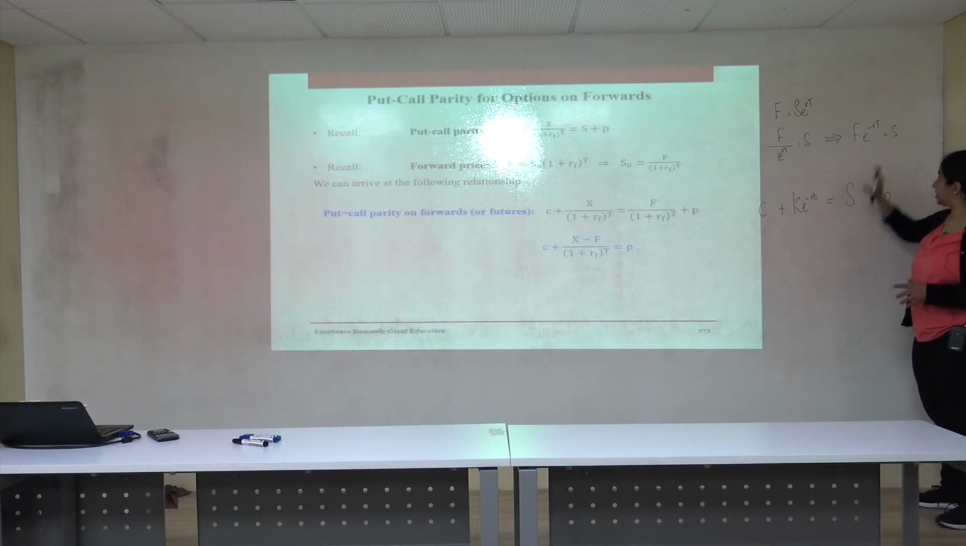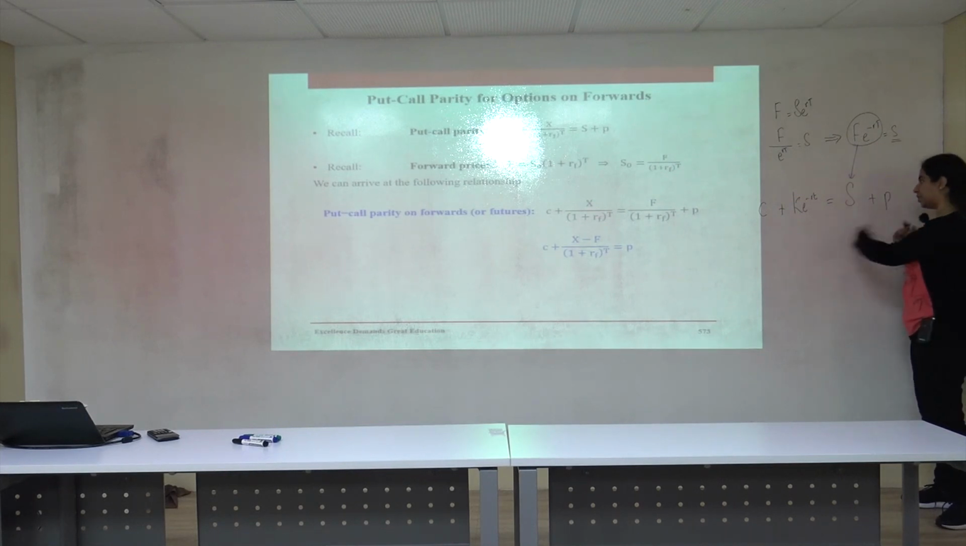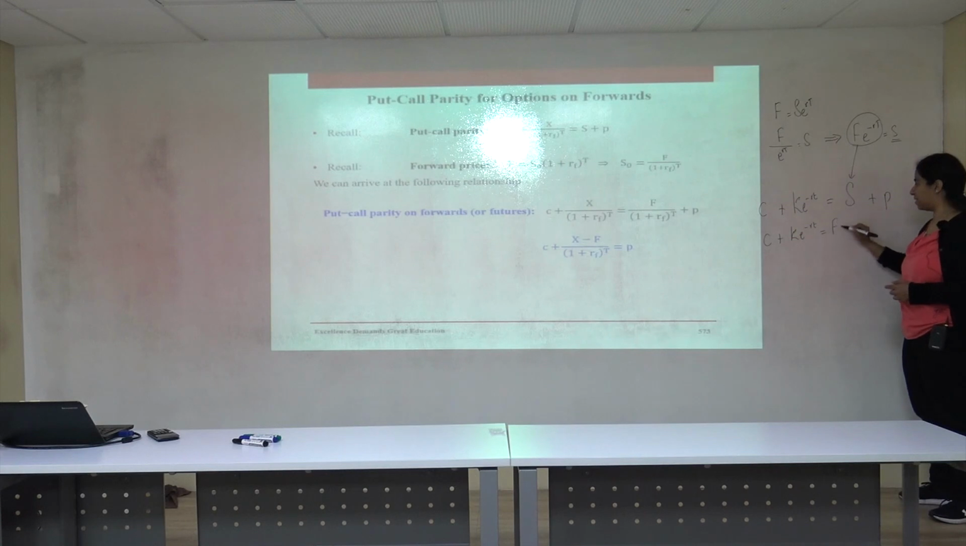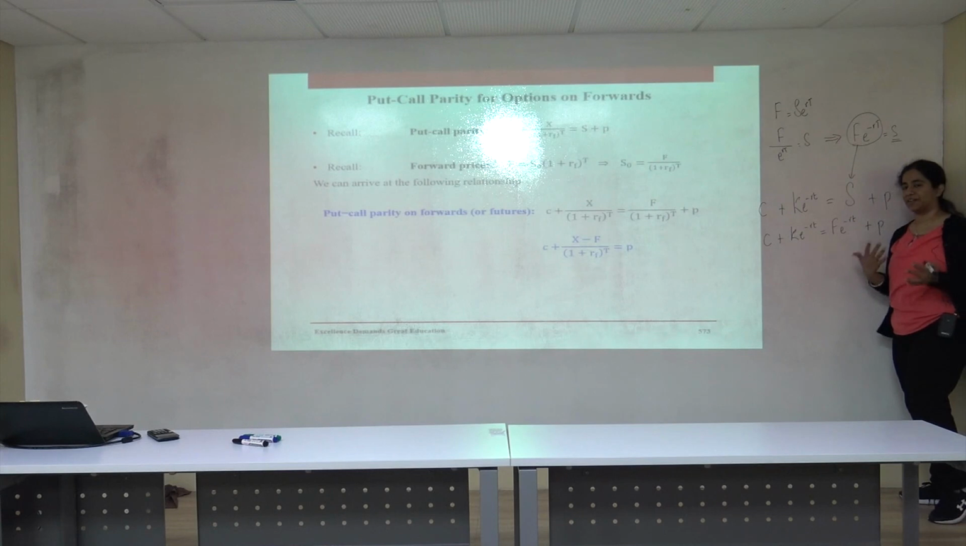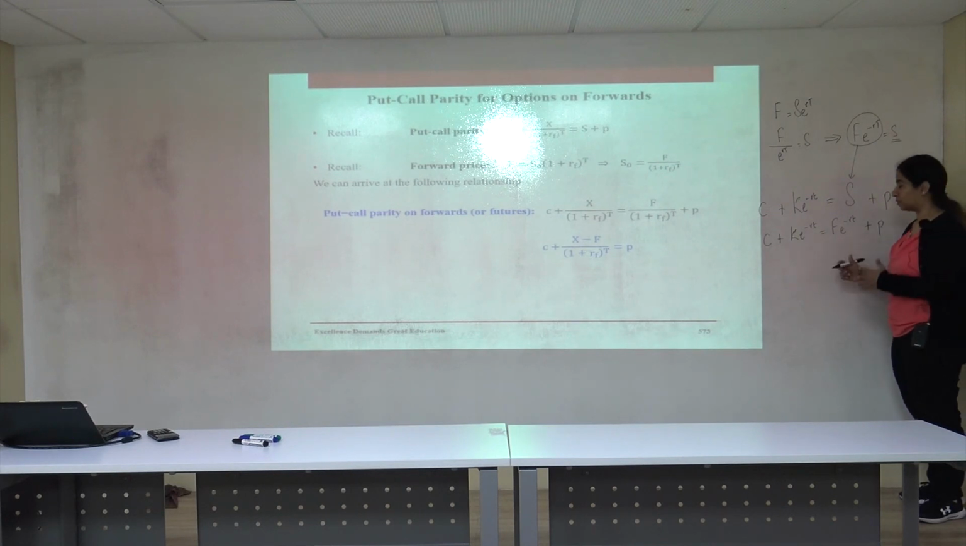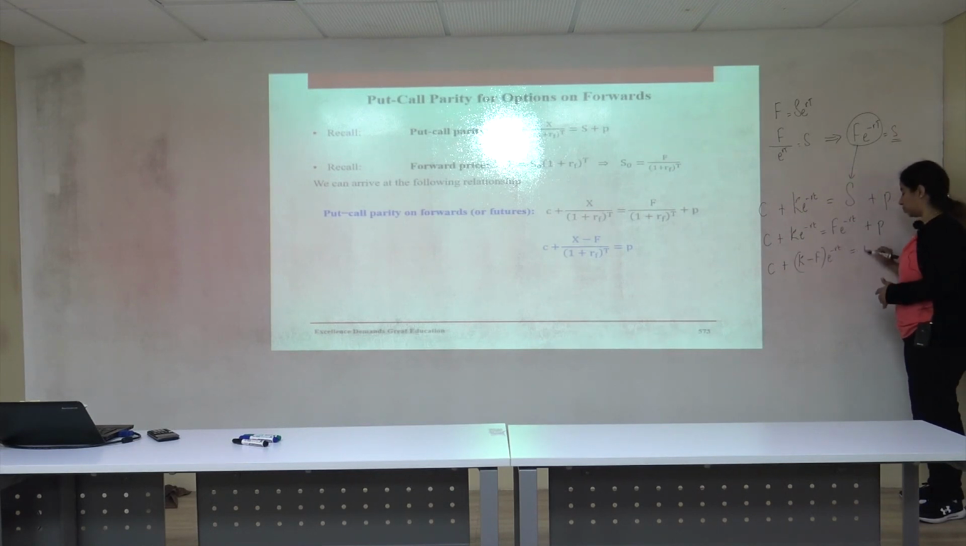So what we're going to do is, you can see the similarity now. You can simply take this and plonk it in here, because this is the spot, right? So now we rewrite the equation as call plus K e^(-RT) is equal to F e^(-RT) plus P. Now it seems that there are two variables that have the same common e^(-RT), so we can take them together. So put call parity for options on forwards can be written as call plus (K minus F) e^(-RT) is equal to put, right?